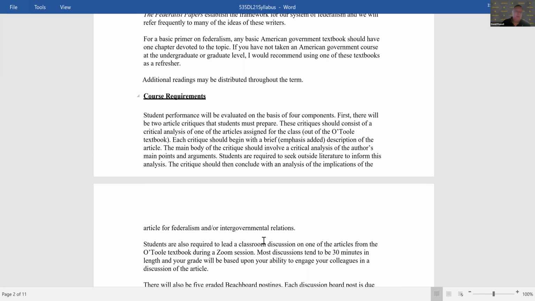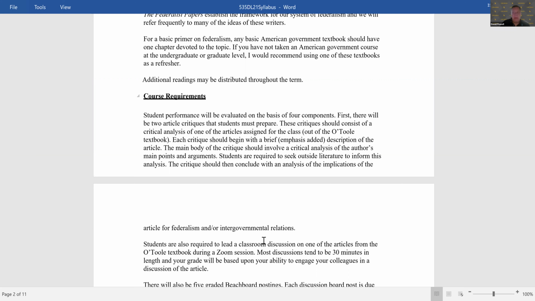In the classroom discussion, what you'll be doing is you'll be leading and facilitating a discussion. So it's not a presentation. A lot of people like to use PowerPoint slides, a PowerPoint presentation to kind of guide the discussion, and that's great, but it's not a presentation. It is facilitation of a discussion. So you will be evaluated on your ability to engage your colleagues in a discussion. And that's how I'm going to be evaluating this discussion leader assignment.